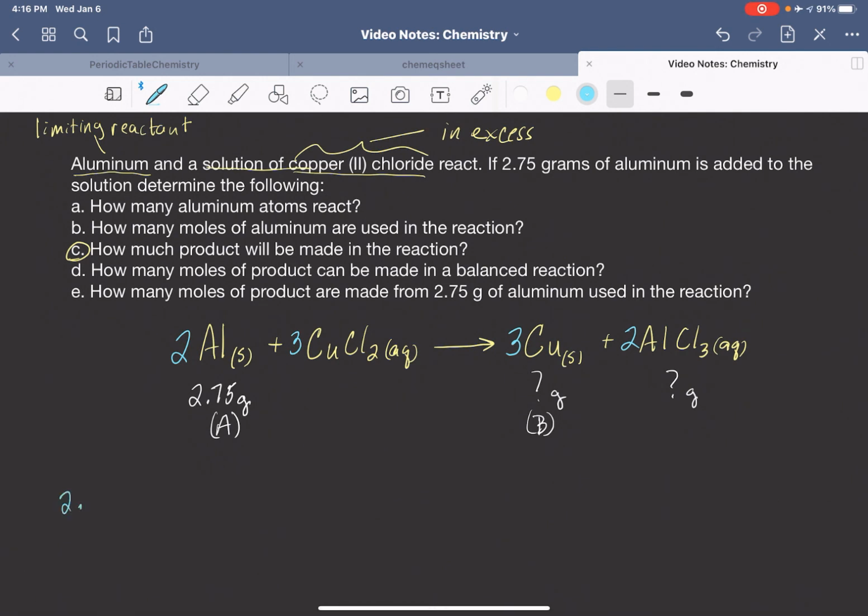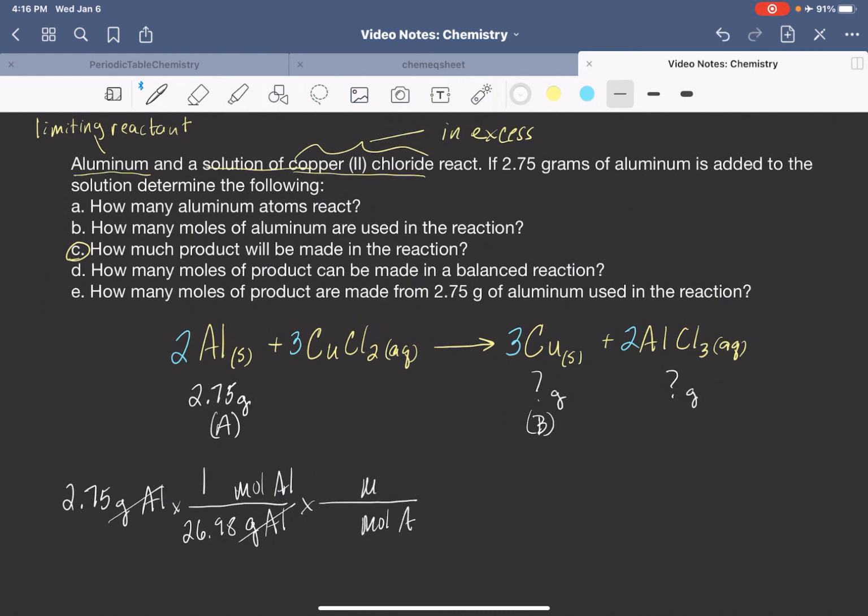We've got 2.75 grams, and I'll put that back in white. I'm going to try to stay consistent for you. 2.75 grams of A, which is the aluminum. We're going to go grams of A, which is aluminum, to moles of A, which is also the aluminum. We already know the molar mass. 1 mole of aluminum is 26.98 grams. We know this already, and we see that that cancels out that unit. Okay. Now bring this unit down.